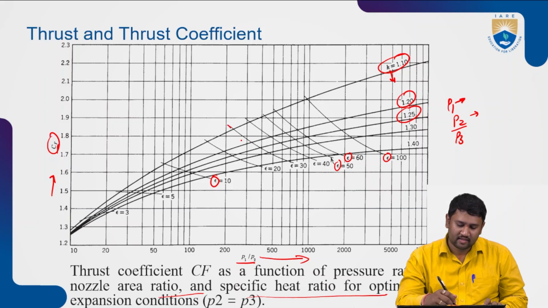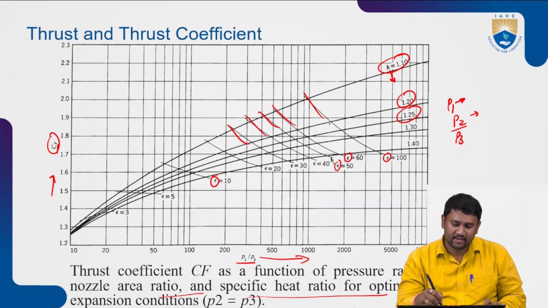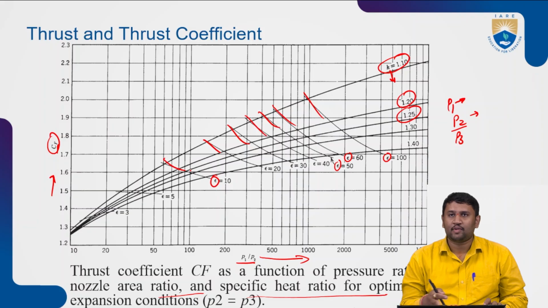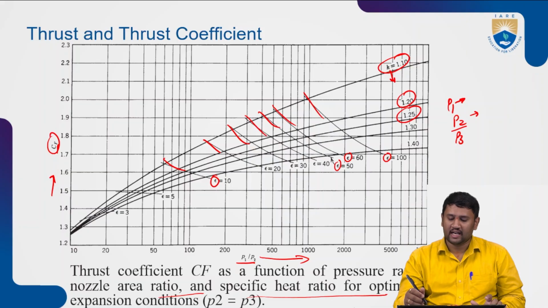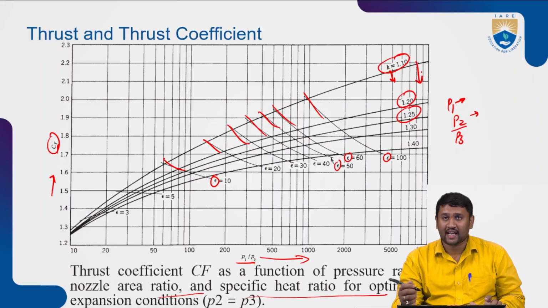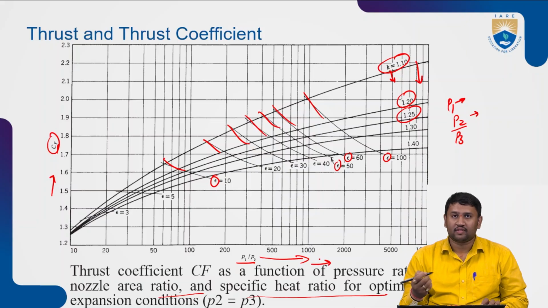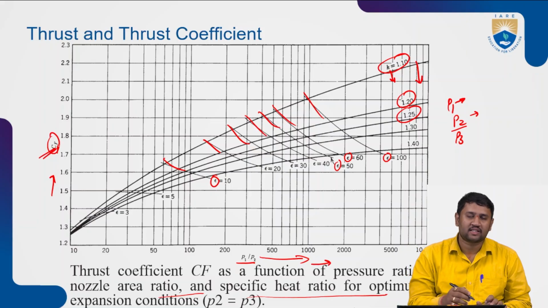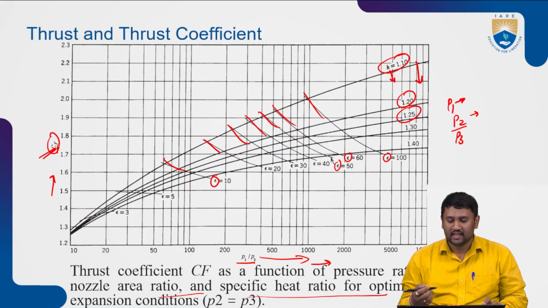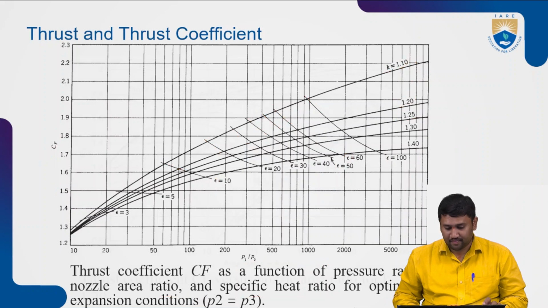And the vertical or horizontal lines which are crossing are my area ratios. As we keep on increasing the area ratio proportionately, along with the increase in the K value, that is the gas constant, and the increase in pressure value, the overall increase of CF, that is the thrust coefficient, happens, but at a marginal value.